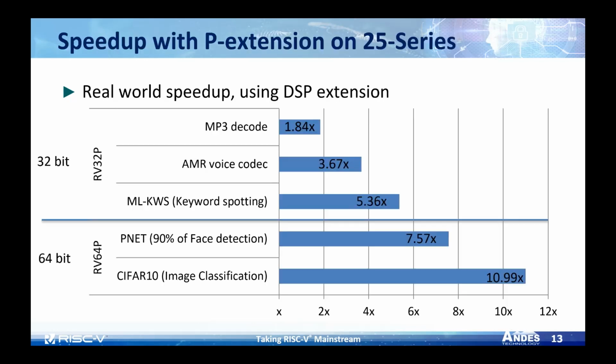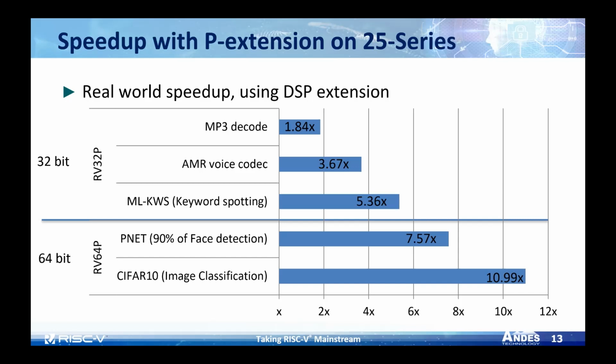Let me show you some numbers, how this can speed up your device or your application. If you're looking for, on the top, 32-bit version, an MP3 decoding on a 32-bit with the DSP or the P extension on RISC-V, you can speed up by 1.8 times. AMR voice codec, like it's used in mobile phones, for example, you can speed up by 3.6 times, and keyword spotting you can speed up by roughly 5.3 times.